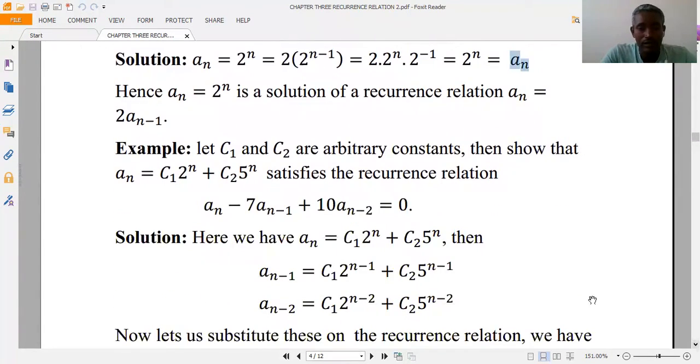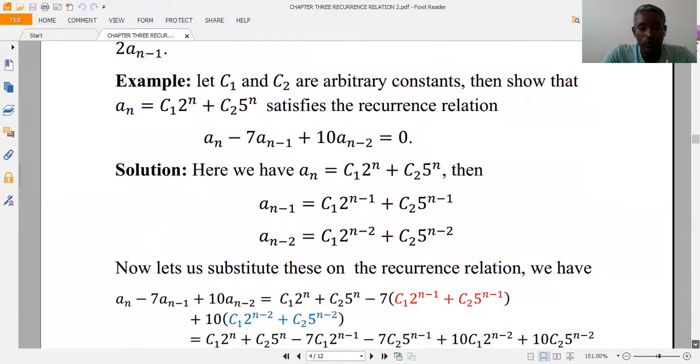Another example: let C1 and C2 be arbitrary constants, then show that this sequence satisfies this recurrence relation. The sequence is an, which is equal to C1 times 2 to the power of n plus C2 times 5 to the power of n. And the recurrence relation is an minus 7 an minus 1 plus 10 an minus 2, which is equal to 0.